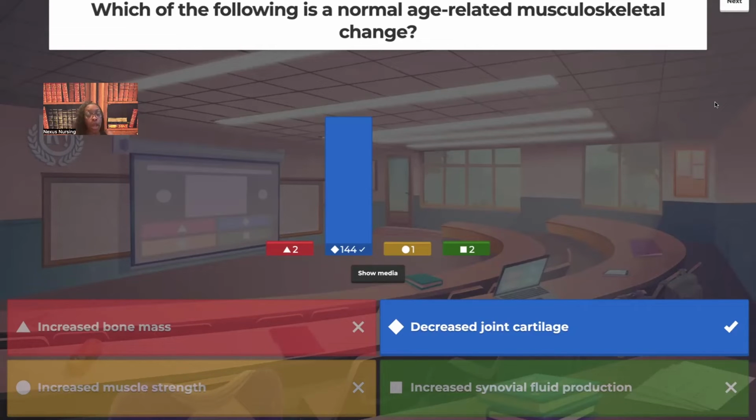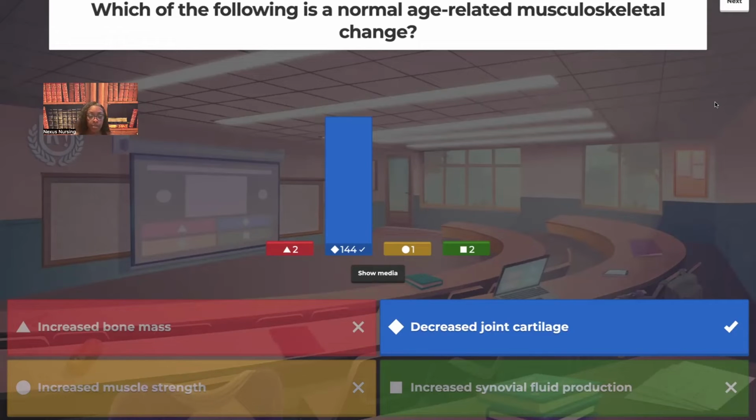When we're talking about osteoporosis, we're not talking about the muscles. We're not talking about the joints. We're not talking about the cartilage. We're talking about the actual bone. And in osteoporosis, that bone's what? It's weakened. It's porous. It puts the patient at risk for fractures.